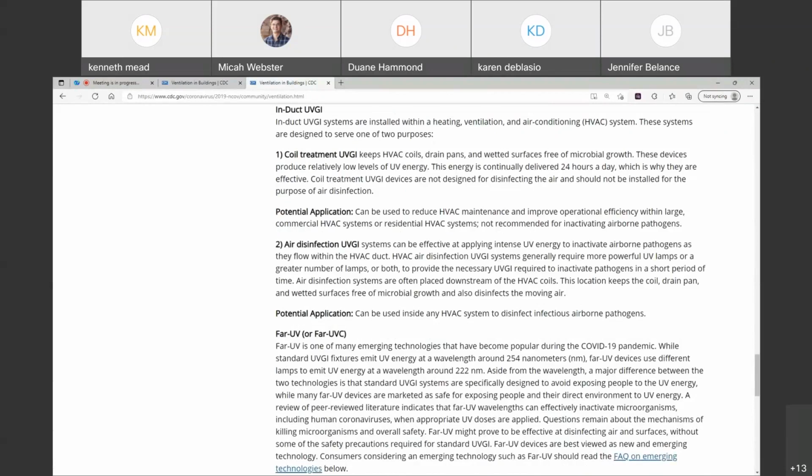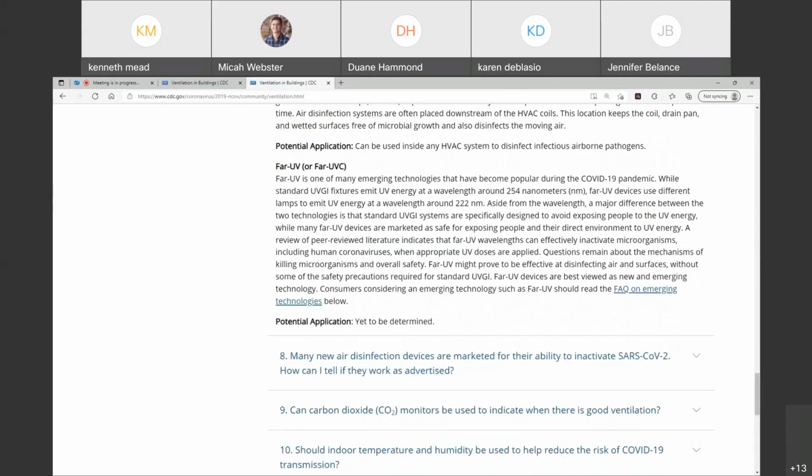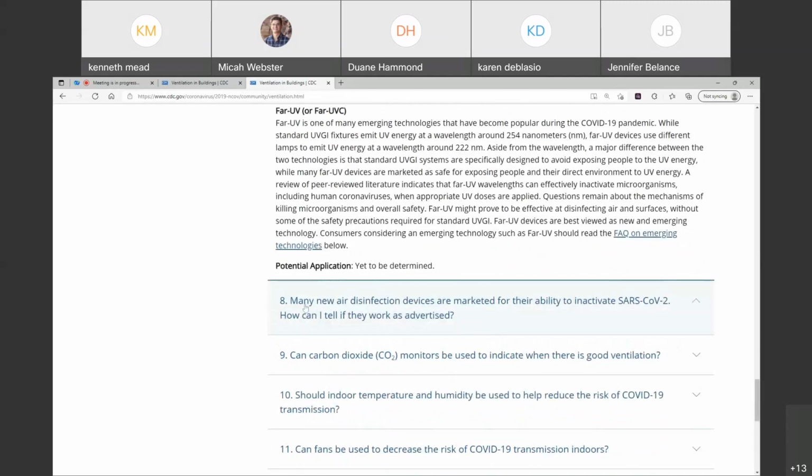Dwayne talked briefly about far UV. Far UV is an exciting technology, but it is still an emerging technology, and some things perhaps still need to be polished in that regard. So I would consider that. I use the phrase emerging technology, and what do I mean by that? If you look down at our FAQ number 8 on that page, we talk about that issue.